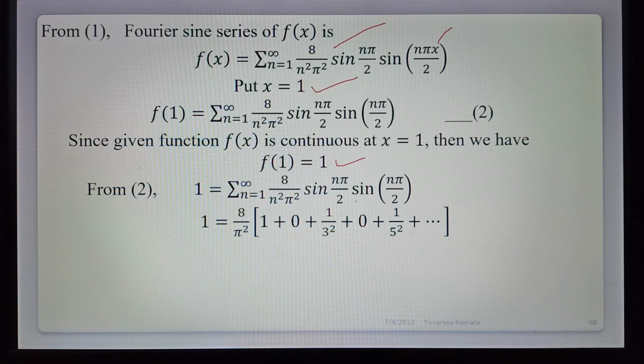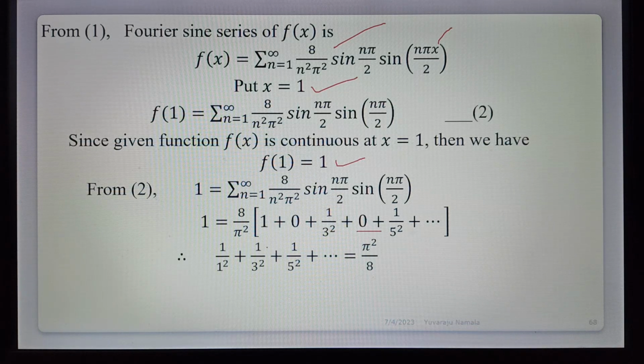Next n is equal to 3: sin 3 pi by 2 into sin 3 pi by 2, so that is equal to 1. So 1 by 3 square. Then n is equal to 4: sin 2 pi is 0. Next n is equal to 5: here minus 1 into minus 1 plus 1 by 5 square, plus up to so on.